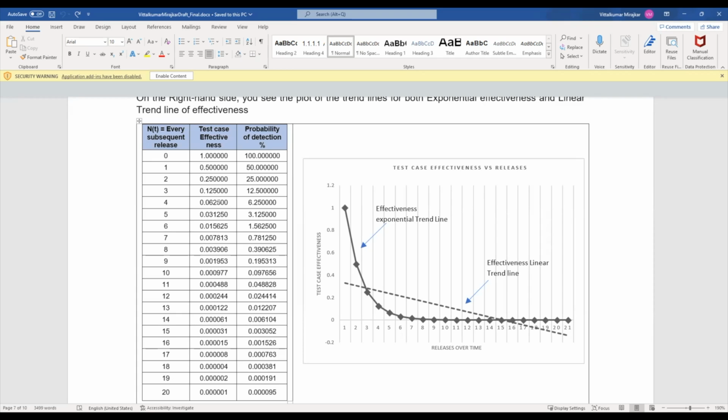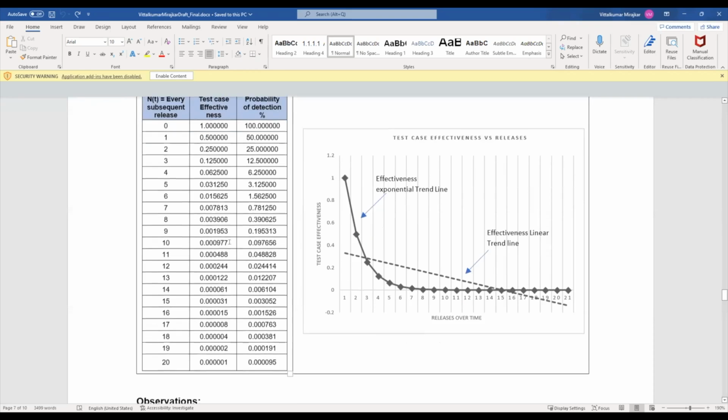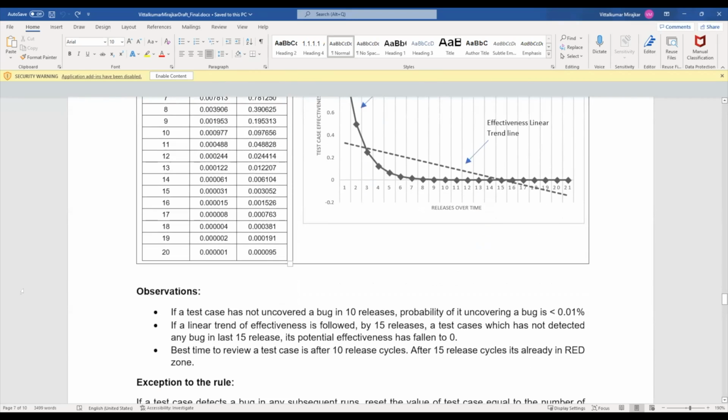Okay, so why this is an interesting piece is, after 15 releases, or even if I plot a linear trend of this, after 10 releases, the probability is less than 0.01%. If a test case has not detected a bug in the last 10 runs, the chances of it detecting a bug in the 11th run is less than 0.01%.